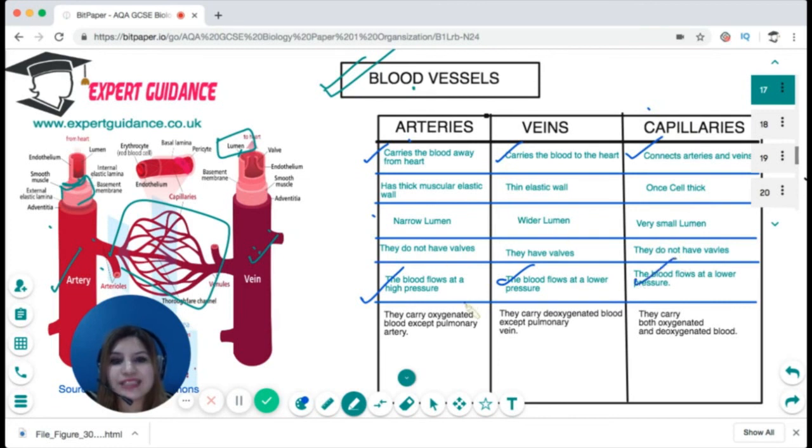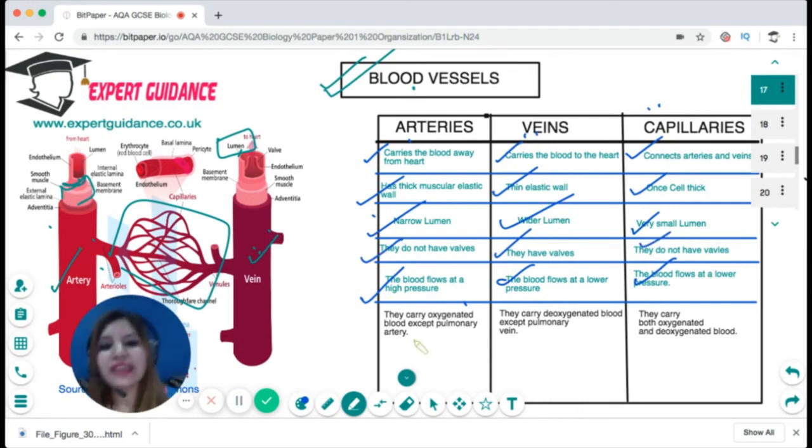So to withstand high pressure, the arteries have thick muscular elastic walls, veins have thin walls, and capillaries are one cell thick. Arteries have a narrow lumen, veins have a wider lumen, and capillaries have a very small lumen. As the blood flows at a very low pressure in veins, there are chances that the blood can backflow. So veins have valves to prevent the backflow of the blood. Arteries and capillaries do not have valves.